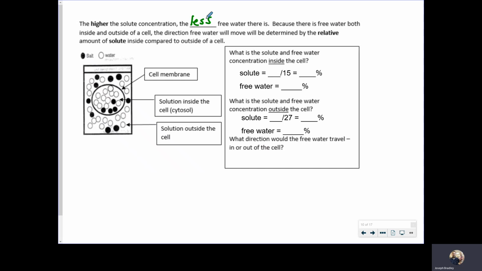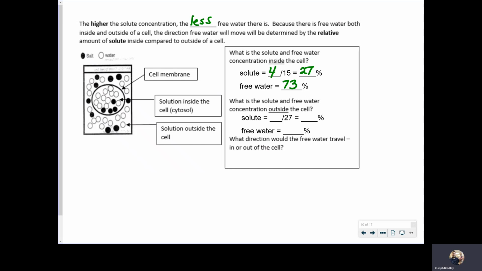All right, so the first thing we want to do is figure out the concentration of salt inside the cell. So I have 1, 2, 3, 4 salts. So 4, if I use my calculator here, 4 divided by 15 is going to be 27%. So that means 100 minus 27 gives me a concentration of free water of 73%.